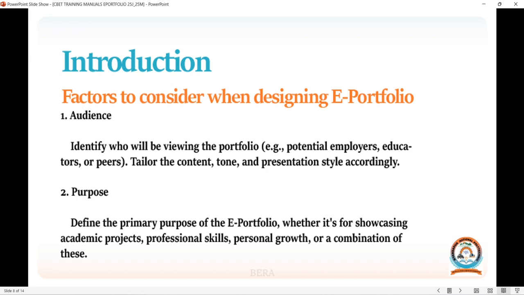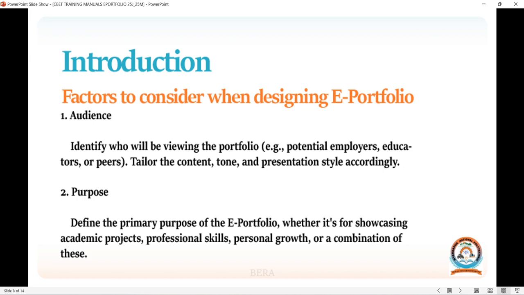So the purpose of the e-portfolio, that's another factor. Define the primary purpose of the e-portfolio, whether it's for showcasing academic projects, professional skills, personal growth, or a combination of this. Remember, if you take this as a long-term thing, you are going to start with academic projects, and then later on you'll add your professional skills, and then later on in life, as you progress with your career, you will include your personal growth, and this is going to be a combination of what you've achieved over a period of years.